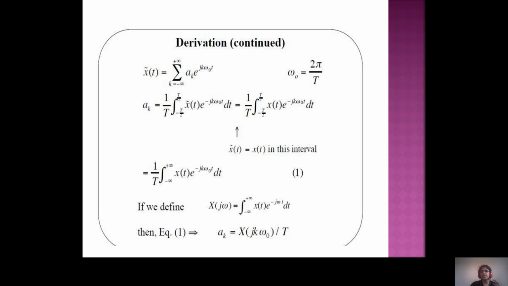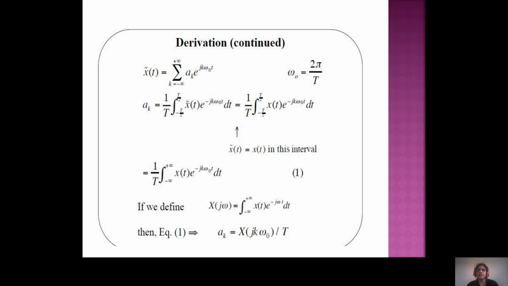Generally we know that x of t is equal to the summation from minus infinity to infinity of a k e power j k omega naught t, where omega naught is 2 pi by T. To find a k from this equation, a k is equal to 1 by T times the integral from minus T by 2 to T by 2 of x of t e power minus j k omega naught t dt.